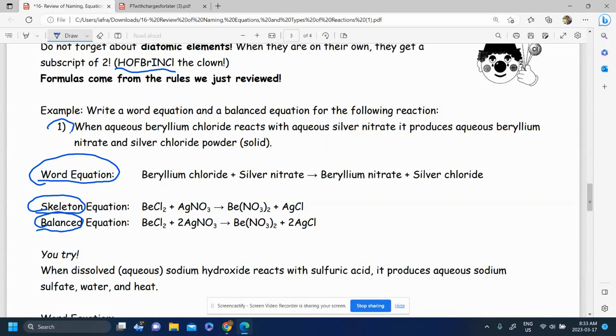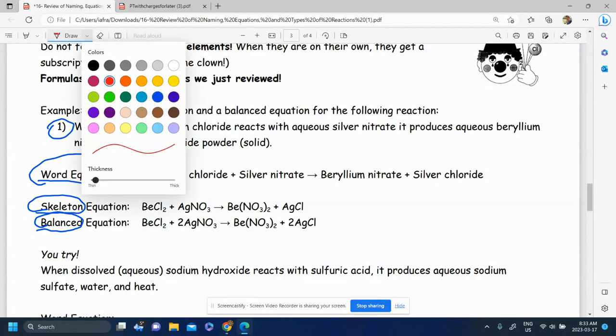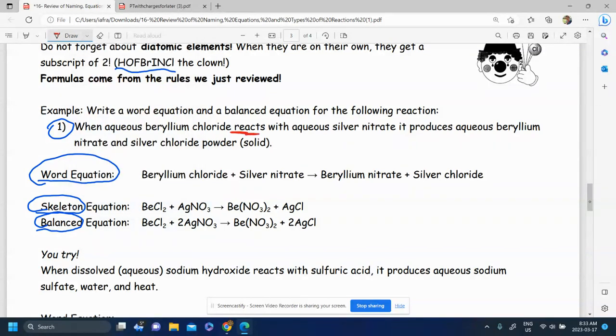So let's look at this description here. When aqueous beryllium chloride reacts with aqueous silver nitrate, it produces aqueous beryllium nitrate and silver chloride powder as a solid. So what we have to do is identify the reactants first. So you can see here what's reacting. Beryllium chloride reacts with silver nitrate. So those are my reactants. We have beryllium chloride plus silver nitrate because they're reacting together.